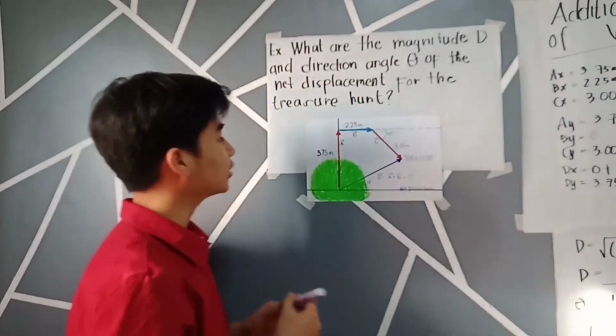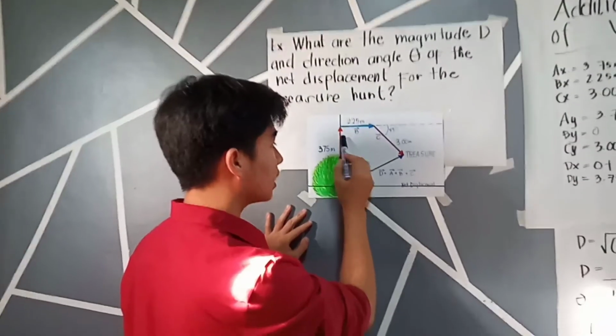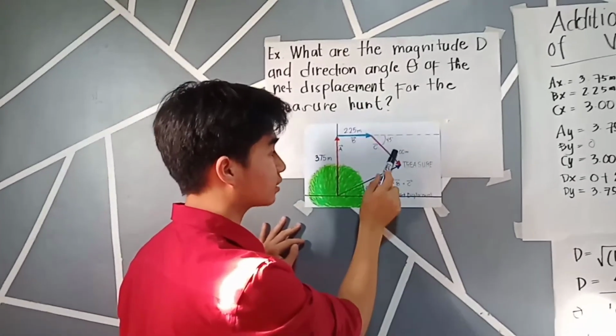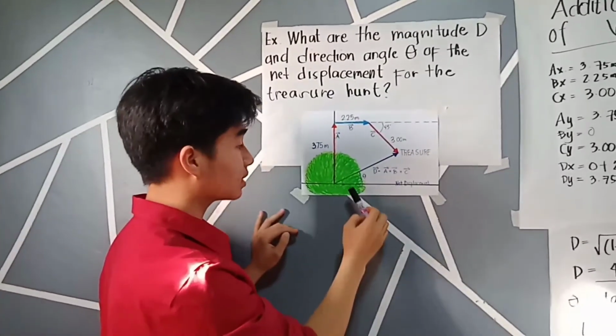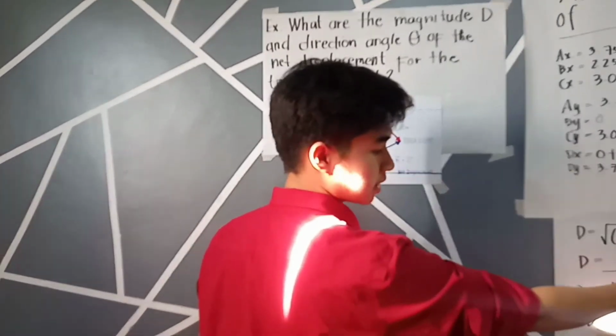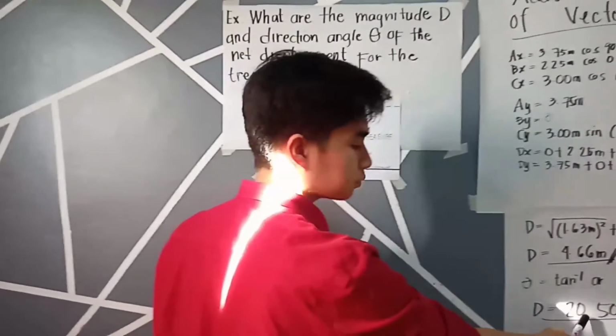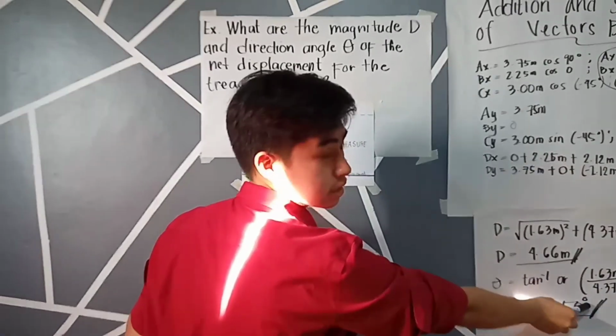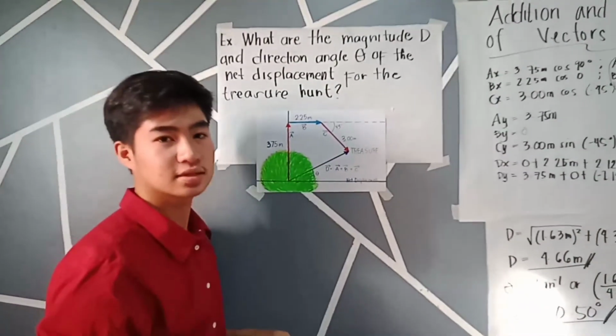So, we no longer go through vector A, vector B, and vector C. Instead, we go through vector D with the magnitude of 4.66 meters and the direction of 20.5 degrees from the positive x-axis.